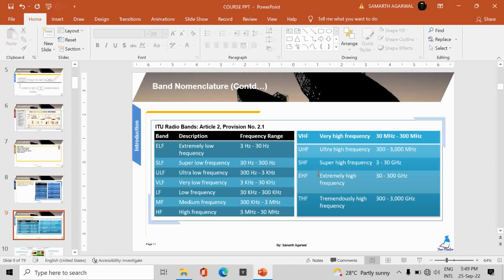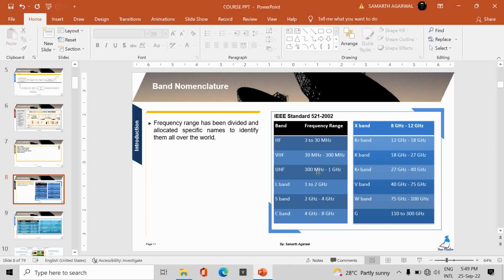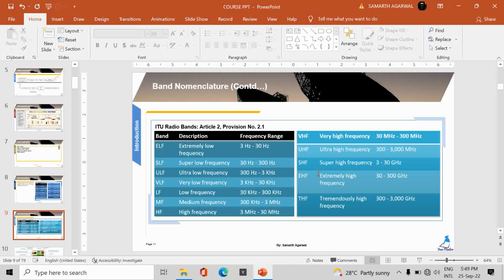The description is nothing but the abbreviation for each of the terms, which are ELF, SLF, ULF, VLF, that is very low frequency, ultra low frequency, and super low frequency. Like that it goes to LF, MF, that is low frequency, medium frequency, high frequency, VHF. And further, SHF is the super high frequency from 3 to 30 gigahertz.